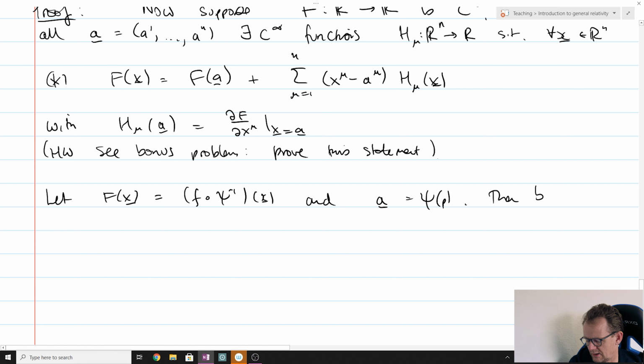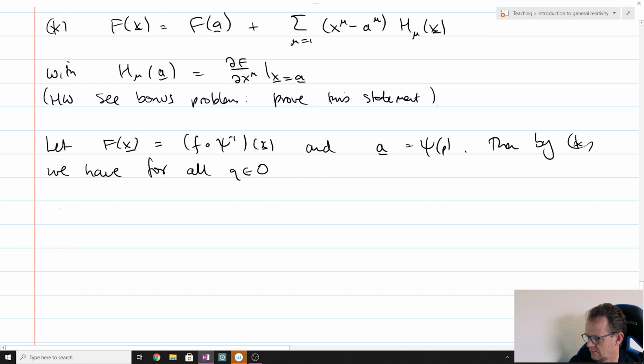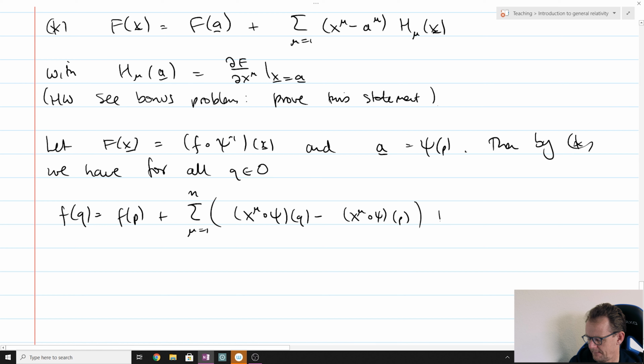So then, by star, this result star that you've proved now in your bonus exercises, we have for all Q in our chart the following result. We have that f of Q is little f of P plus the sum of x mu composed with psi evaluated at Q minus x mu composed with psi evaluated at P, times h mu psi Q.